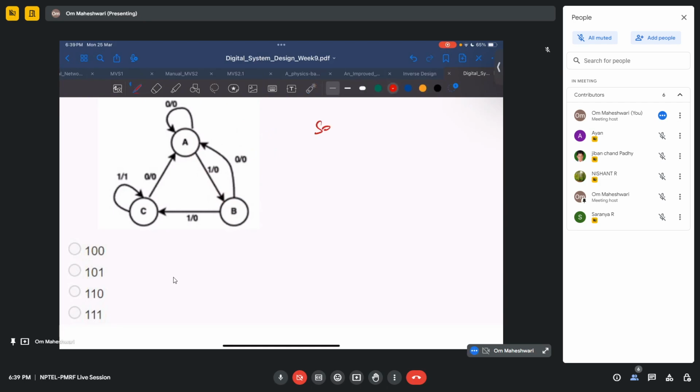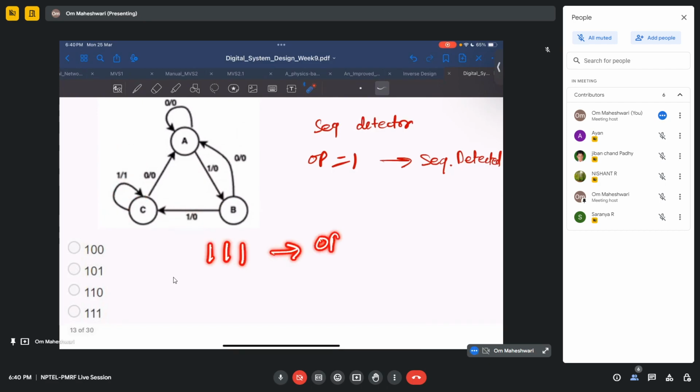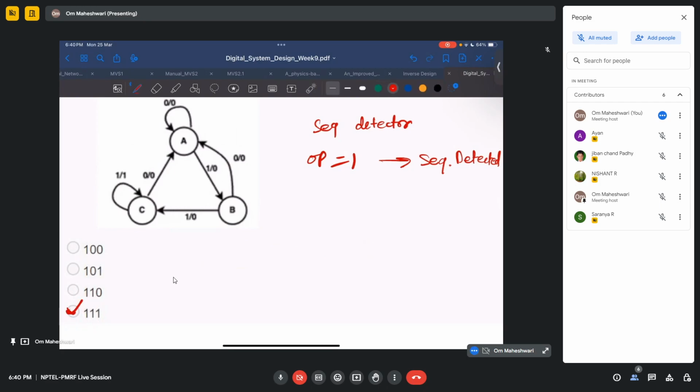In a sequence detector, your output will be 1 only when the sequence has been detected. So if you see from A, you figure out where the output is 1. Output is 1 here, right? A to B you go, your first input is 1. B to C you go, your input is 1. C to C you go, then your input is 1, and only then your output is 1. So after 1, 1 and 1, your output has become 1, so the sequence you are trying to detect is 1, 1, 1. In a sequence detector, always look for where the output is becoming 1.